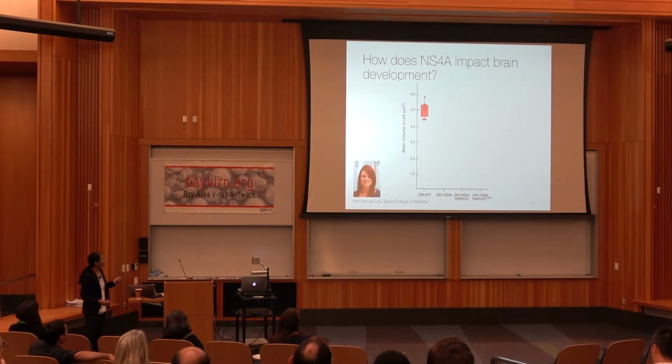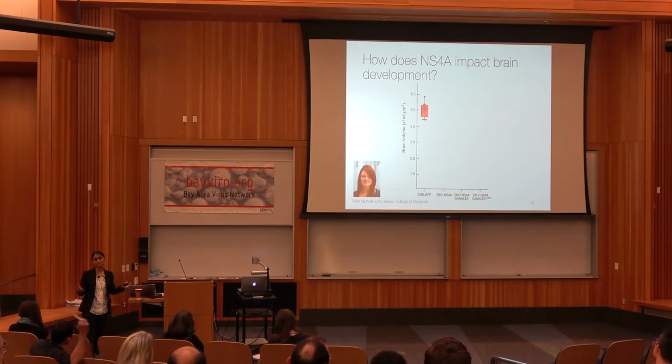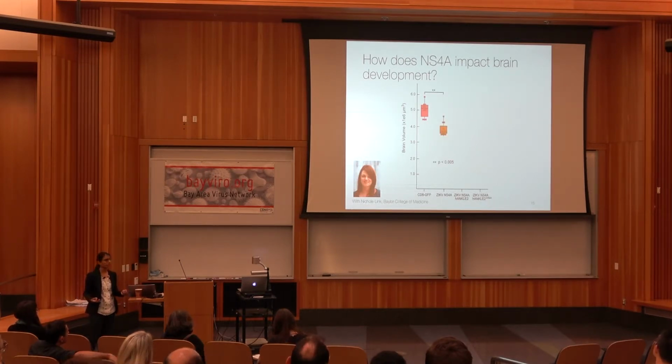What she did was she first looked at brain volume of a control fly, which is expressing some unrelated protein, CD8-GFP, which she found does not affect brain volume. Then when she expressed Zika NS4A, she found a significant decrease in brain volume. And what was nice is that she was able to rescue this phenotype with human wild-type ANKL2 expression.